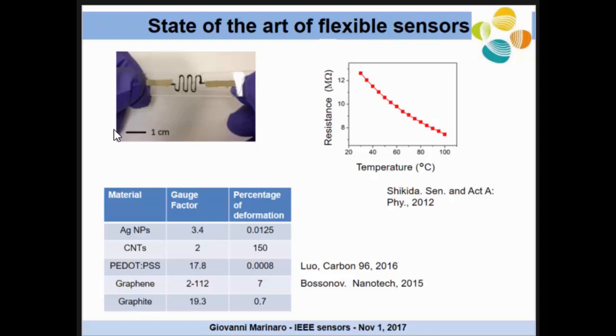The gauge factor can vary between 2 and 112. The percentage of deformation is 7. This has a negative temperature coefficient, so the resistance decreases if you increase the temperature.